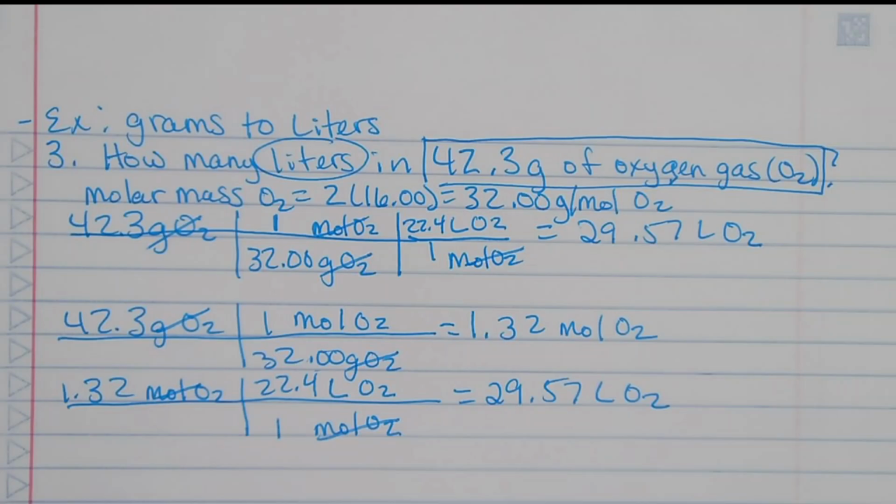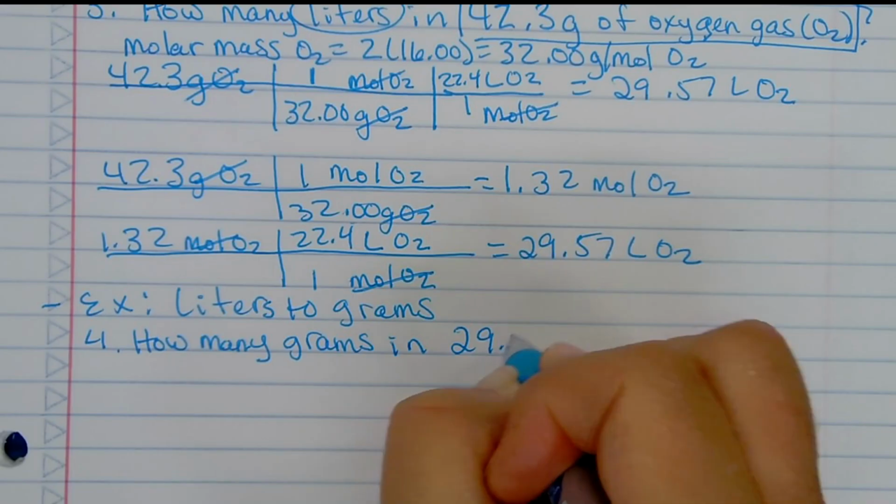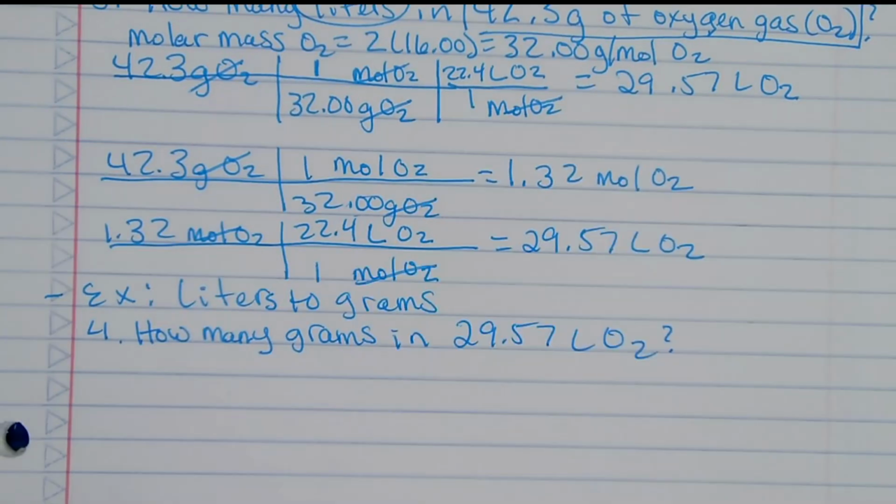Okay. Now, let's practice going from liters to grams because you're going to have to do those too. And just to simplify it, we're going to do the same formula, but we're just going to flip it. And you'll see how it's just the opposite. So let's go to how many grams in 29.57 liters of oxygen?